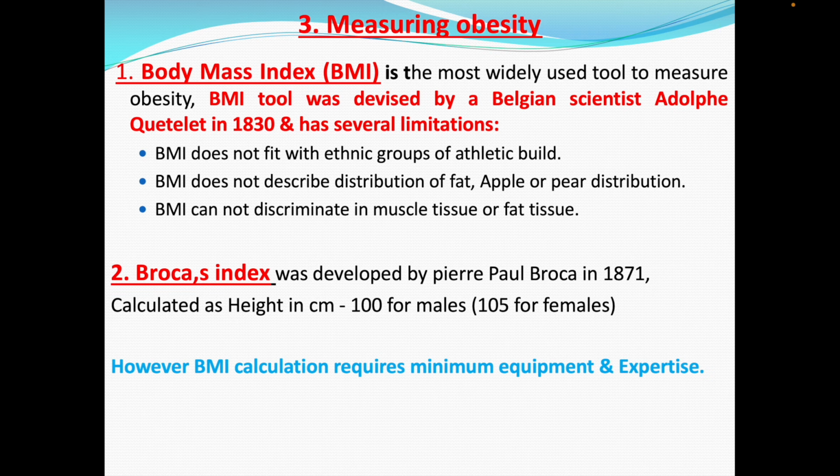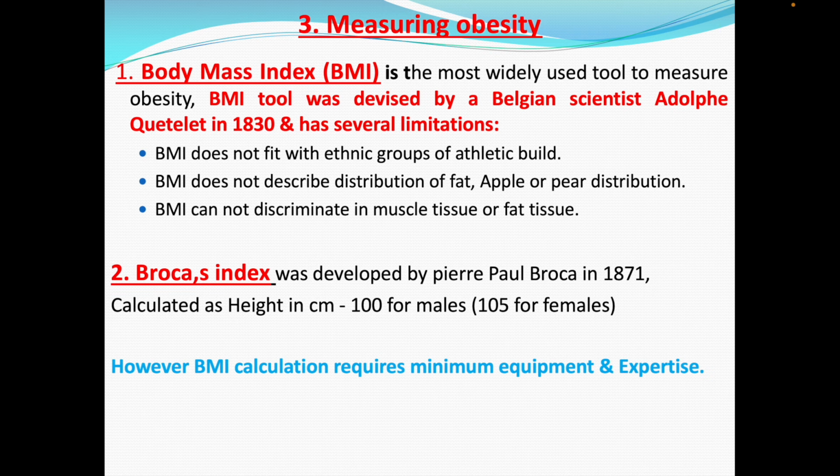Number one is, it does not fit in some ethnic groups of athletic build. The second limitation is BMI does not describe distribution of weight. It could be apple and pear distribution. And the third is BMI cannot discriminate between muscle tissue and fat tissue. Mr. World or Mr. Universe, Arnold Schwarzenegger, the BMI tool will identify him as morbidly obese. So these are the three limitations.